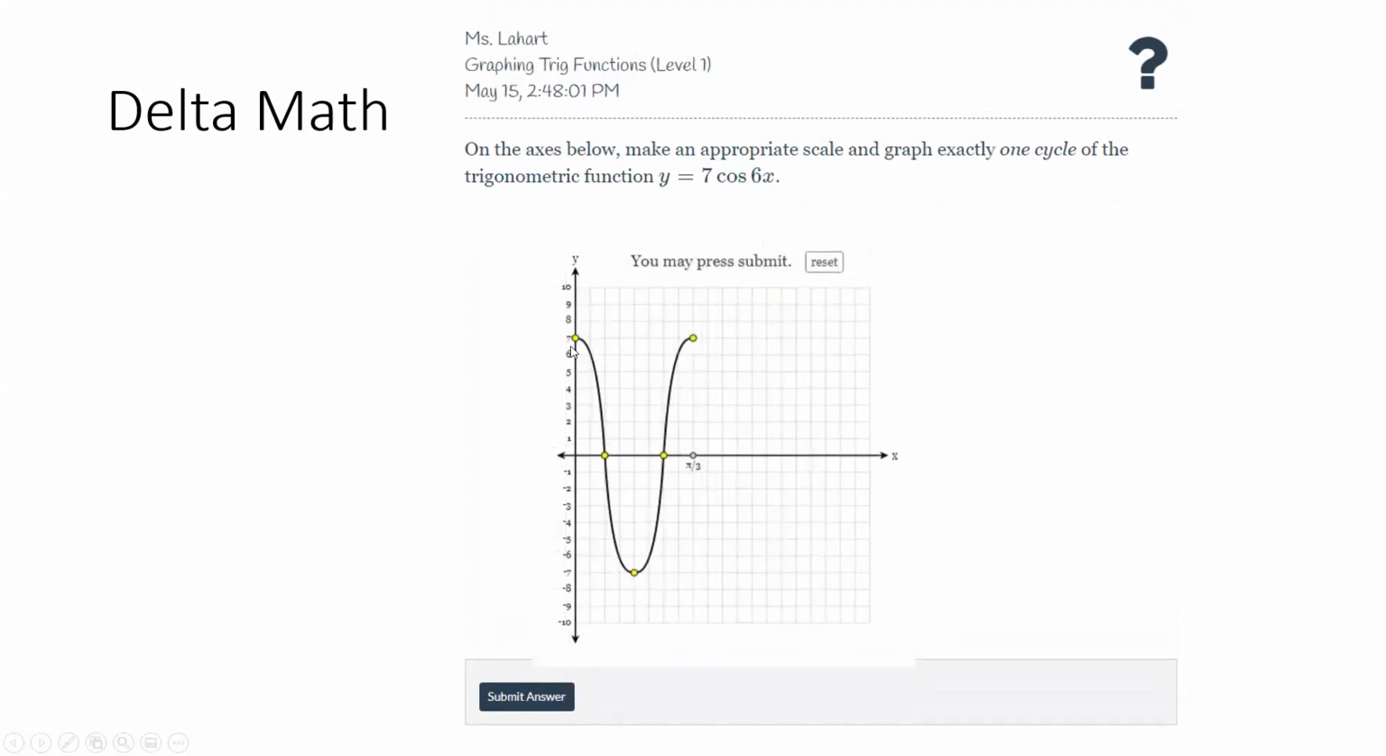So then you just identify where your critical points go. You don't have to label that x-axis with everything because it'll do it for you, but it's still a little bit of work. So then you might need to try a few to get it right. You have to complete 5 correct.